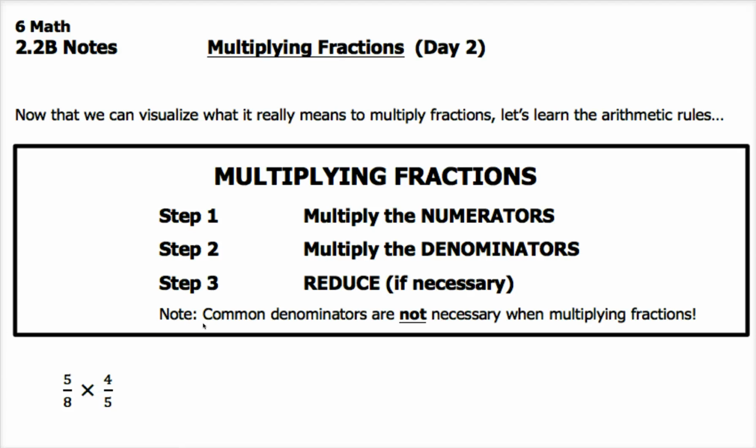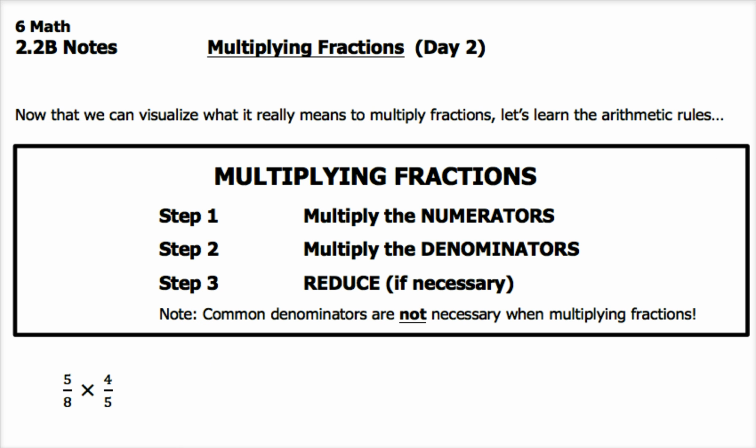Hello, 6th grade. In the last video, we talked about how to multiply fractions together using a visual method, and we did that by drawing rectangles and dividing them into fourths, fifths, etc., and then shading the individual cells within those rectangles to try to visualize what it really means to multiply two fractions together. In this video, we're going to learn the more traditional method for multiplying two fractions, and that is going to be the arithmetic rules for how you multiply fractions together.